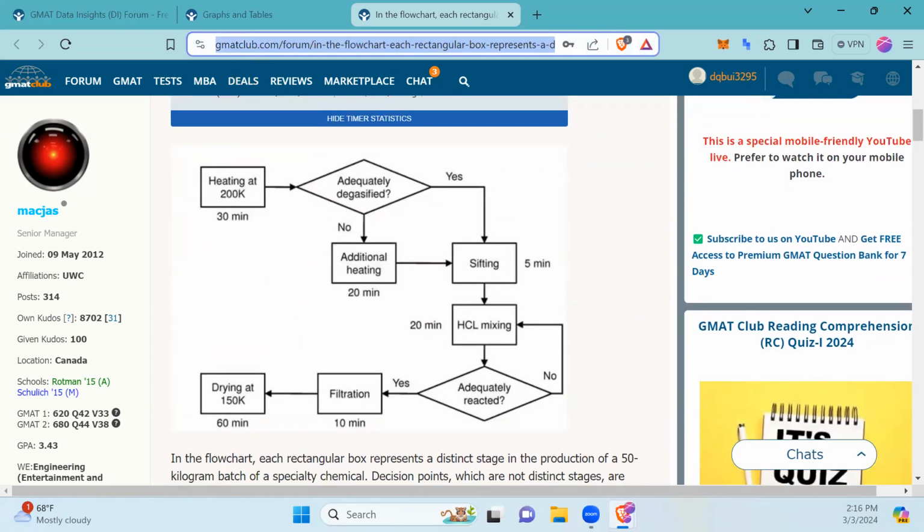I'm going to send you the link in the chat. Okay, so let's spend 15, 20 seconds looking through the graph.